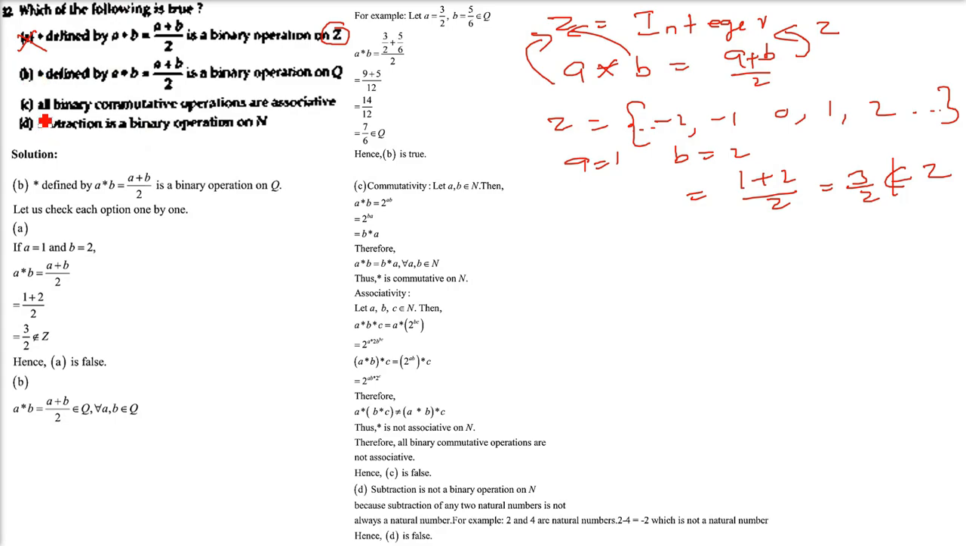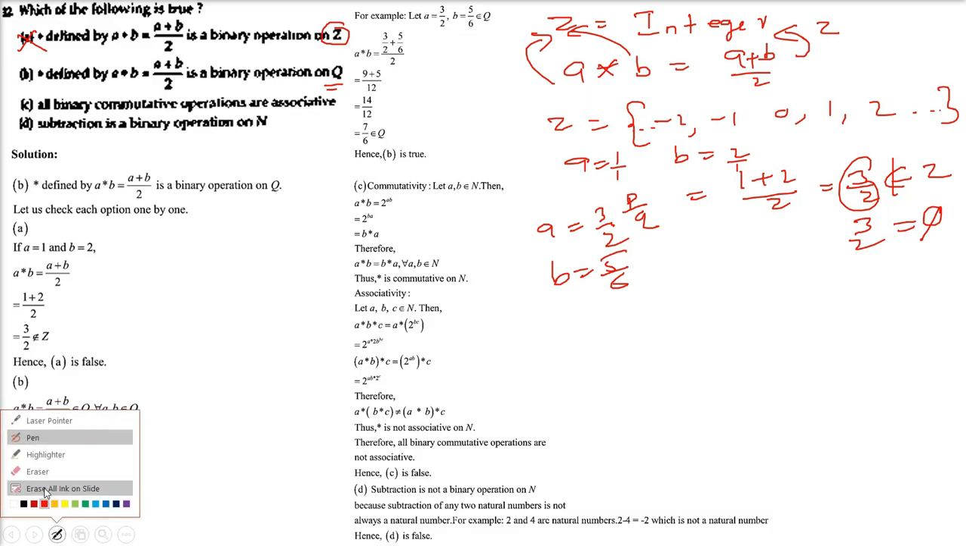Now in the second part, star defined by A star B is (A plus B) by 2 is a binary operation on Q. While doing this, we came to know that the value is coming as 3 by 2. So why not take A and B again as 1 and 2? Because 1 by 1 is also in Q, 2 by 1 is also in Q. So you can take 1, 2, and you can just say 3 by 2 belongs to the rational numbers. So this is true. Or rather, you can take any other numbers like 3 by 2 and 5 by 2, and you just add them, you'll get 7 by 6. And that is also a part of Q, the rational numbers. So the second part is true. A is false, B is true.